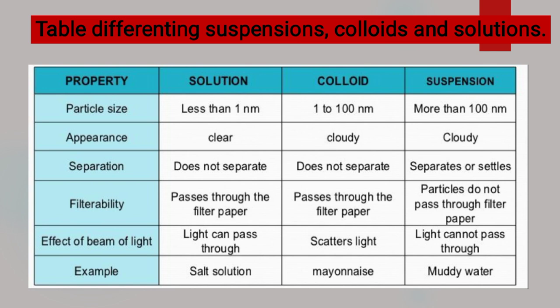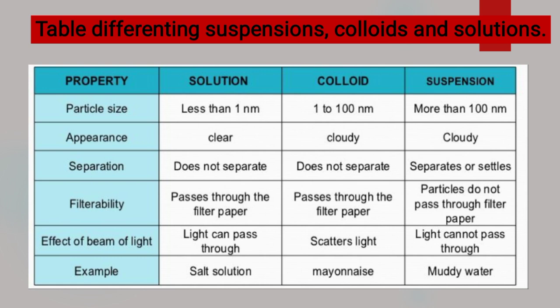For solution, the particle size is less than 1 nanometer. What I mean by 1 nanometer is 1 × 10⁻⁹ meters. This is 1 to 100 nanometers for colloid. For suspension, it is more than 100 nanometers. It means that with our eyes, for solution, we will not be able to see the particle. Colloid, we will not be able to see the particle. But for suspension, our eyes can see it. It means that it is very, very visible.